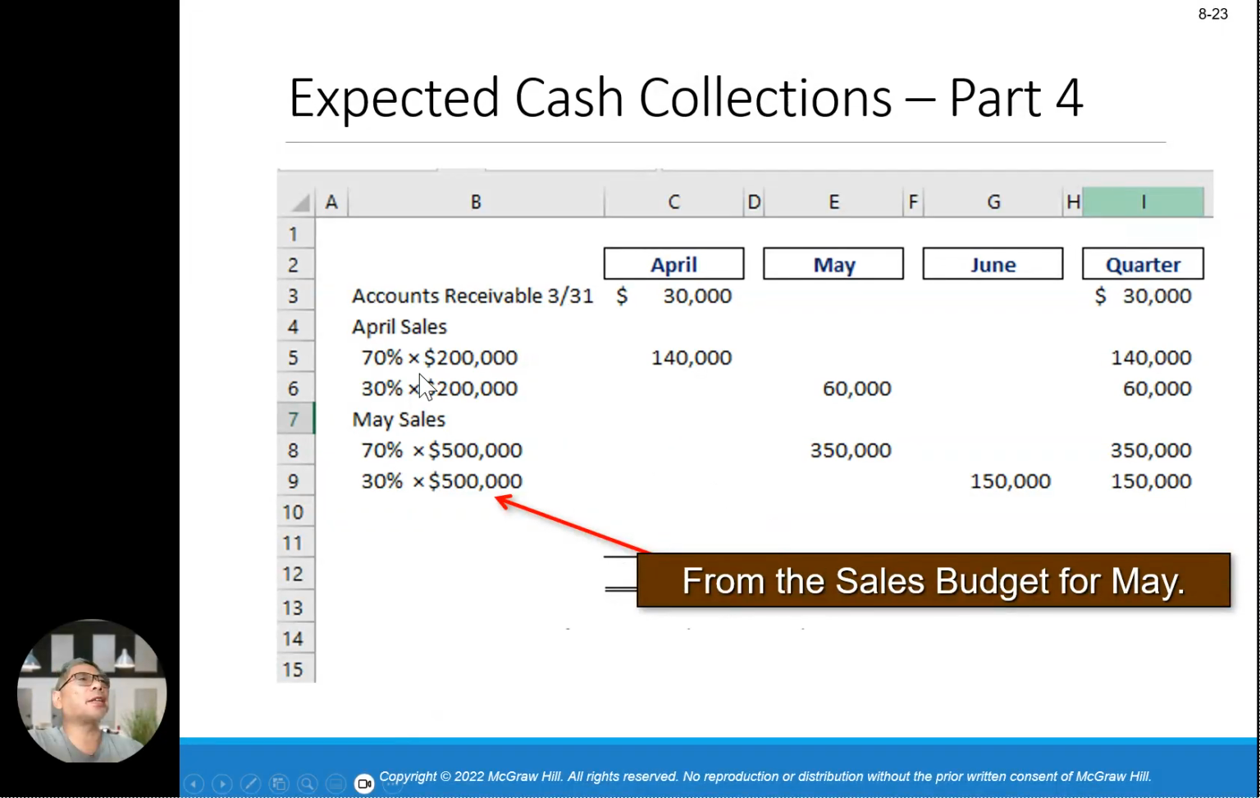For the May sales, the same thing. You're going to do the same thing, so you're going to do it step by step. All right, that's based on the sort of logic.